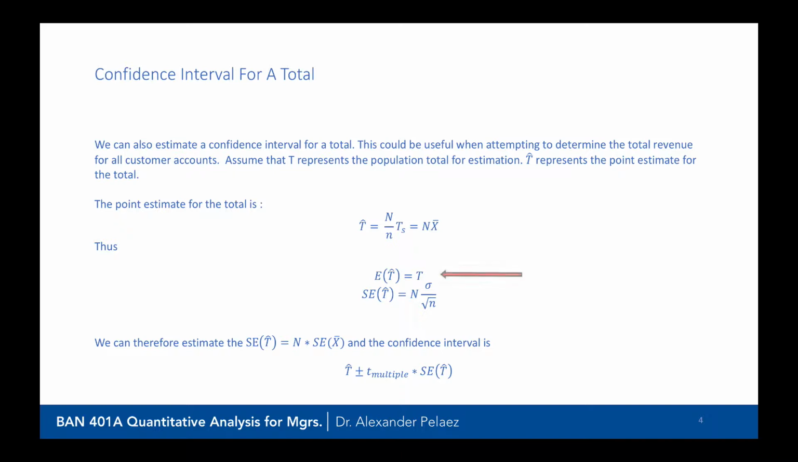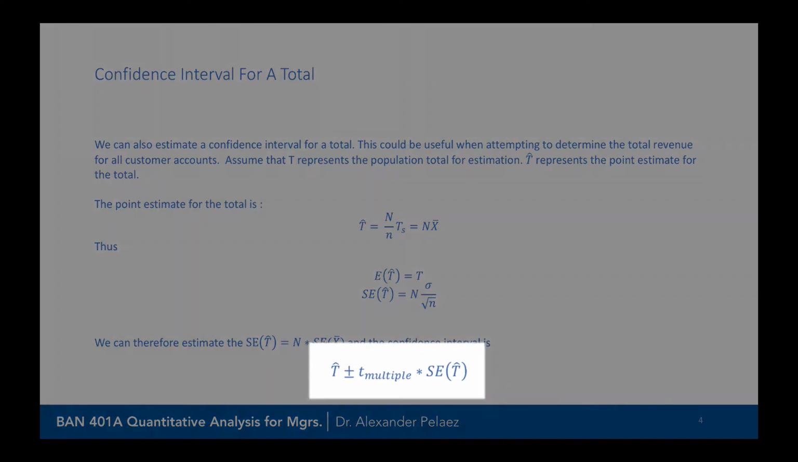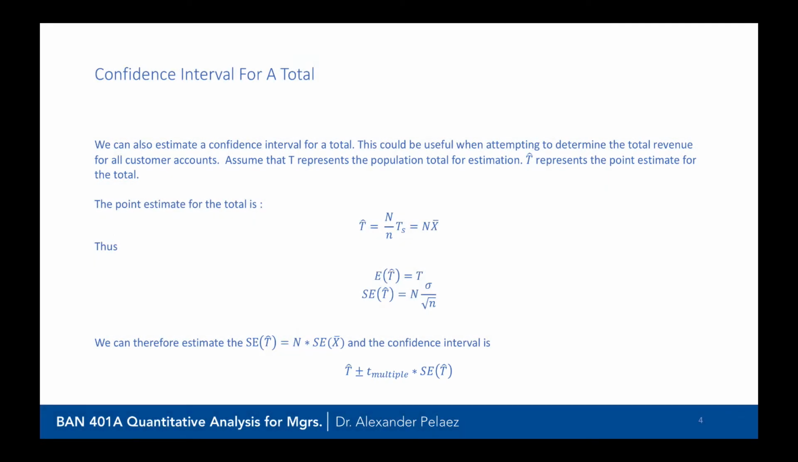Thus, our expected value for T hat is going to equal T. So our expected value of the point estimate should be the actual total. Our standard error for the T hat is going to be equal to N, our total observations, times the population standard deviation divided by the square root of N. So we can estimate this by fixing the standard error of the T hat to equal N times our standard error of the sample mean. And thus we have the following confidence interval: T hat plus or minus the T multiple times the standard error of the predicted total. So let's take a look at an example for this.